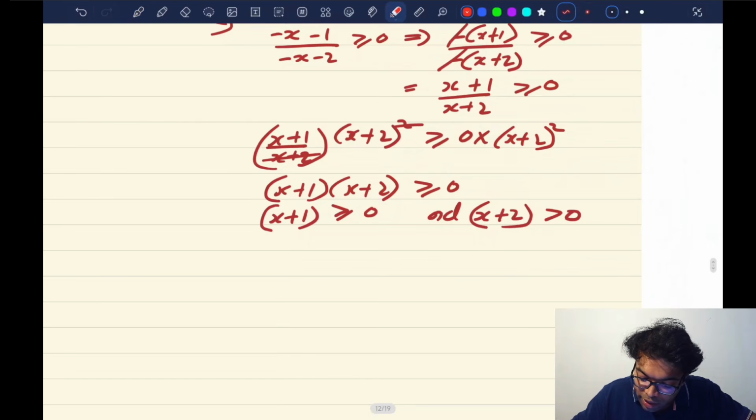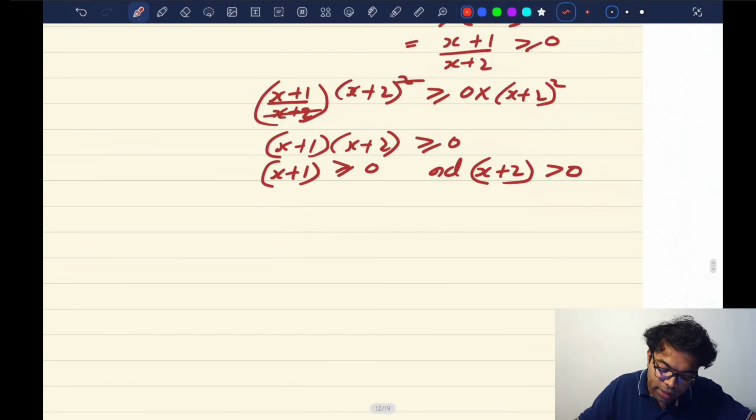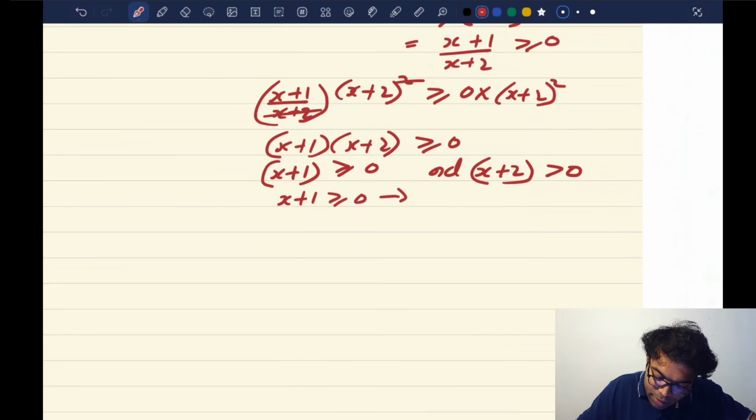You can only have greater than 0 here because x plus 2 is in the denominator. You cannot have equal to 0. This equal to cannot exist here. Understood? Because otherwise the denominator will become 0. So what are the intervals that we will have? x plus 1 is greater than or equal to 0, which means x should be greater than or equal to minus 1. x plus 2 is greater than 0 would mean x should be greater than minus 2.